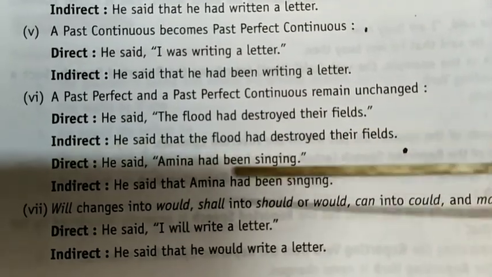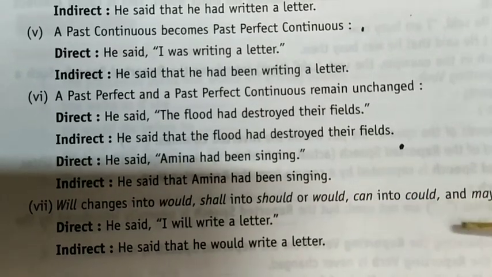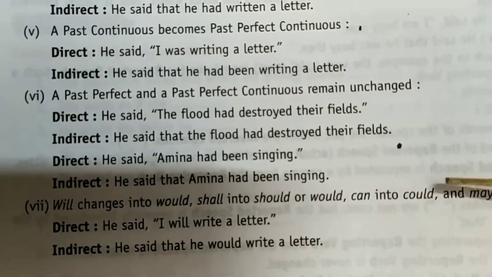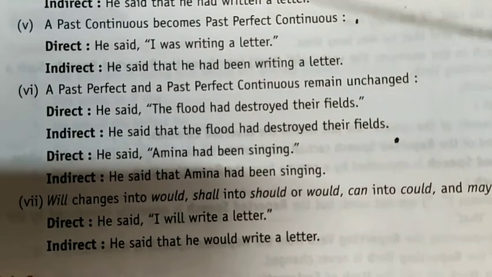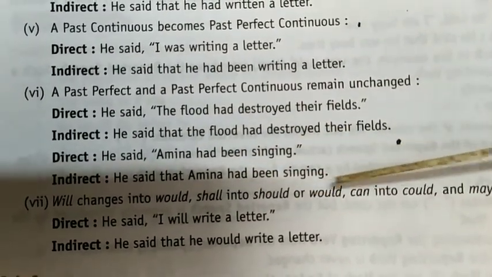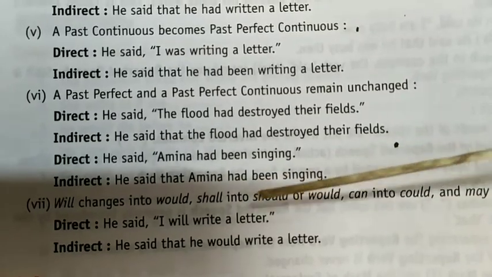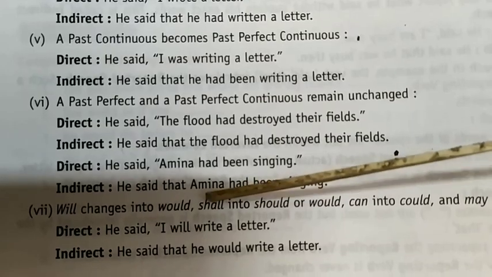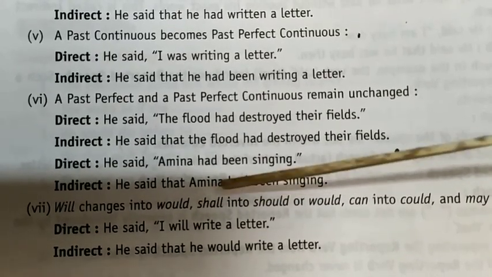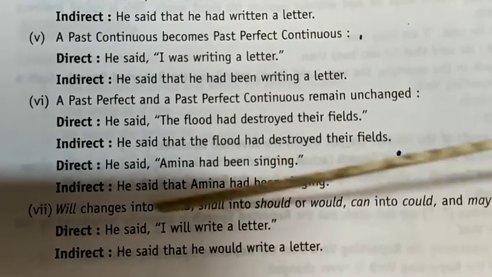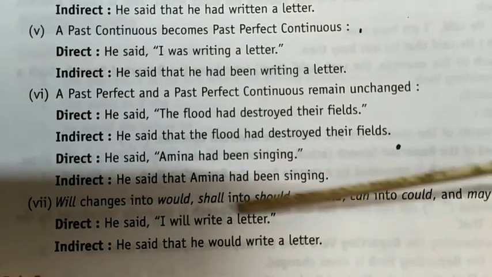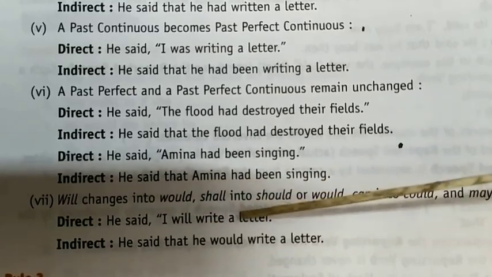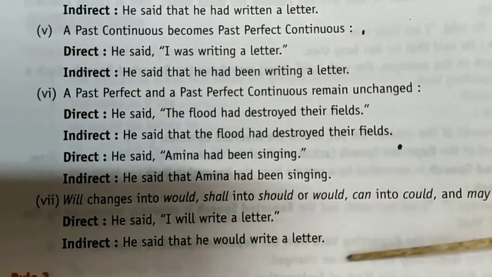Now, will changes into would, shall into should or would, can into could, and may into might. When it is written here shall into should or would, this is written in the context of tense. If it is used as a modal, then only we will make it into should. Like here it is written in the context of a tense. He said I will write a letter. So he said that he would write a letter.